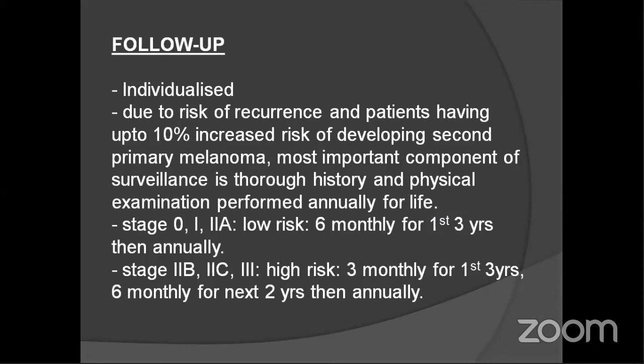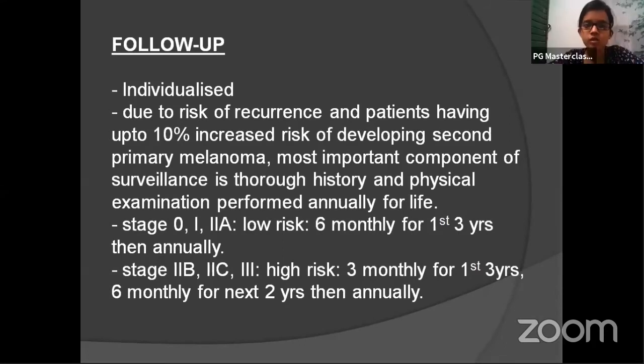In stage 0, 1 and 2A, which are termed low risk stages, 6-monthly follow-up for the first 3 years and then annually is sufficient. And for stage 2B, 2C and 3, which are high risk melanomas, 3-monthly visits for the first 3 years, then 6-monthly for the next 2 years, and then annual visits are advised.